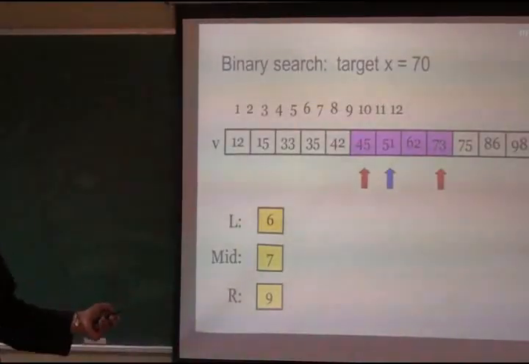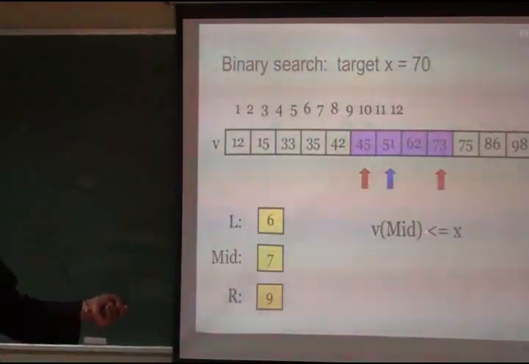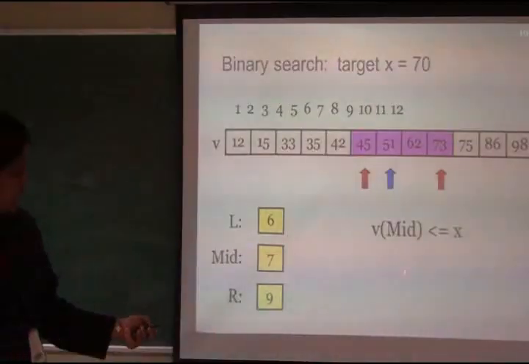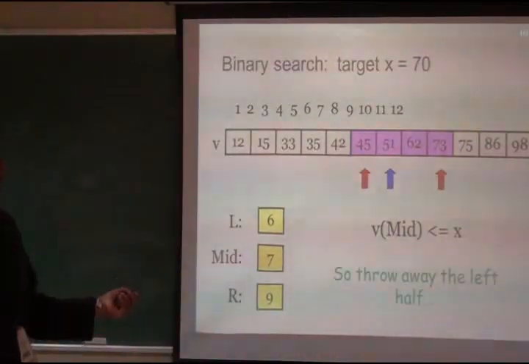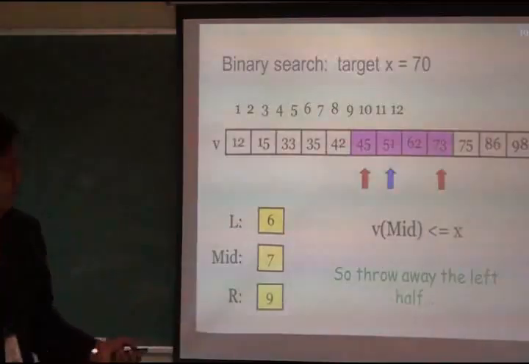So the element will be here. Again you just check the same. V mid is 51. 51 is less than or equal to 70. Yes, true. Throw away the left. So the left pointer will be moved.